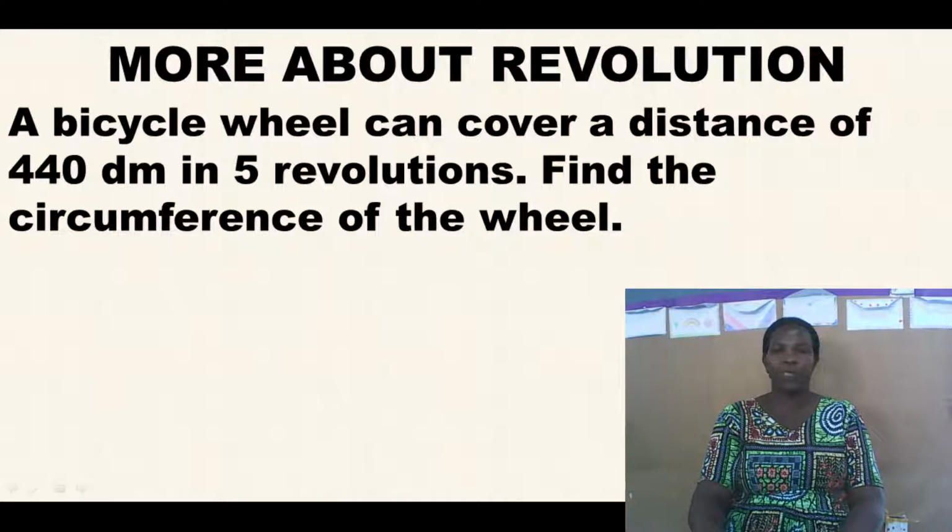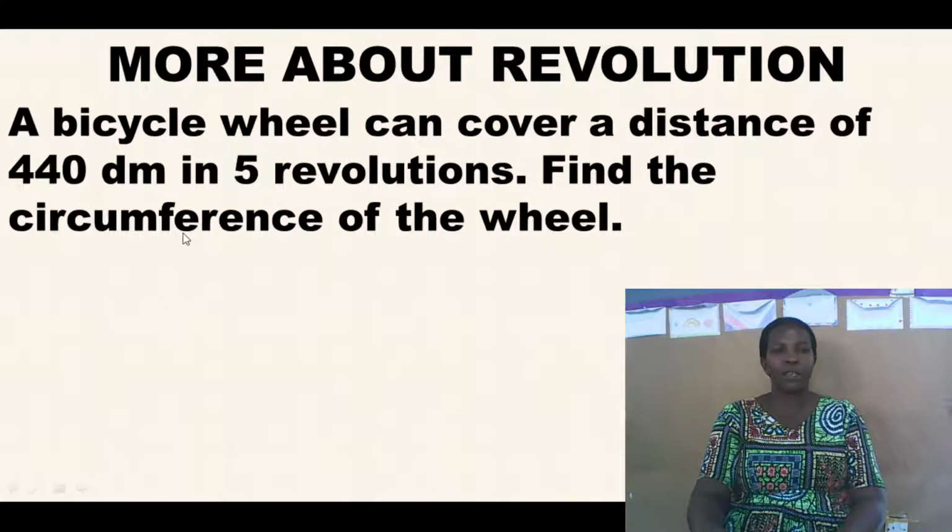In this question, they want us to find the circumference of the wheel. But using the knowledge from the previous lesson, we need to identify the following. We are given the distance, which is 440 decimeters that this bicycle had covered, making 5 revolutions. We have the distance and we have the number of revolutions. Remember, in the previous lesson, you looked at number of revolutions being equal to distance over circumference. So we are going to use the very formula.